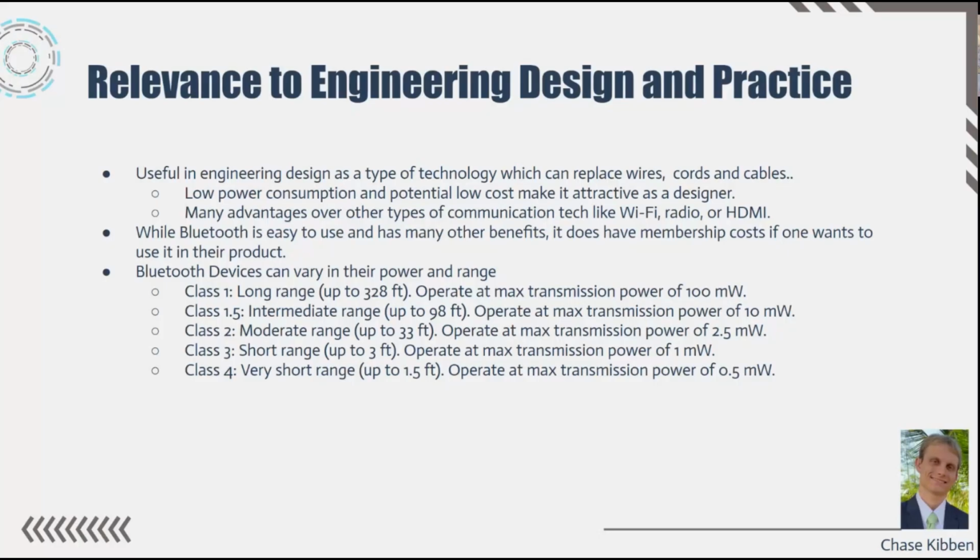Classes 3 and 4 are the last two types of Bluetooth devices, where Class 3 are even more short range and use even less power, only reaching about 3 feet at 1 milliwatt, while Class 4 is also very short range, with only 1.5 feet at half a milliwatt. These are less commonly used in engineering design, but could be useful if you need to design a device that needs to be extremely low power and only needs to connect at a very, very short range.